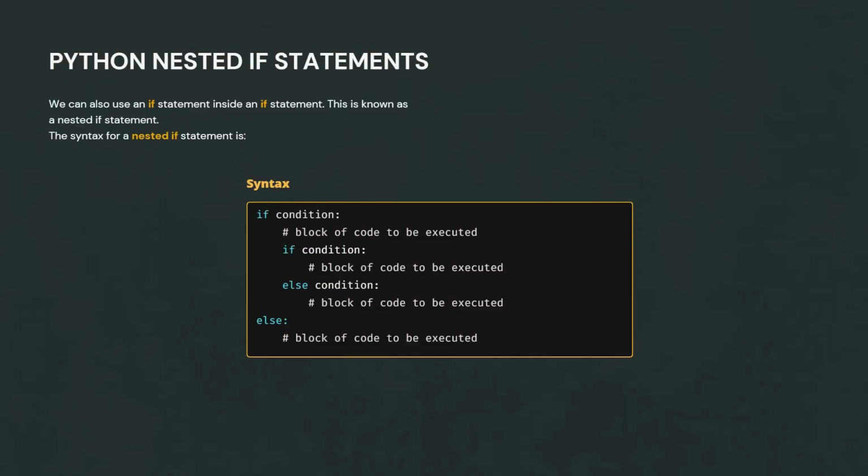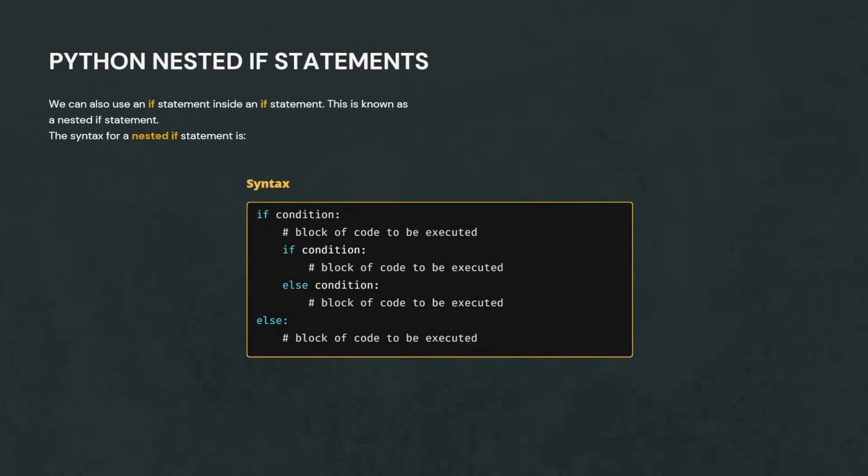Think of it like Russian dolls, like you open one and there's another inside. Same logic, one inside the other. So let me show you the syntax real quick. So here's the syntax. If condition is true, then this block, then if condition, and then this else condition and this else condition. I hope you're getting it. It looks pretty familiar, right? Like it's just if else blocks, but one inside the other.